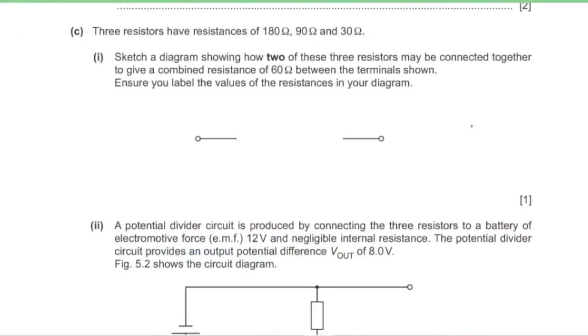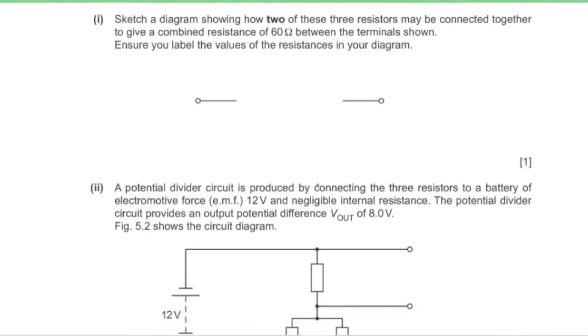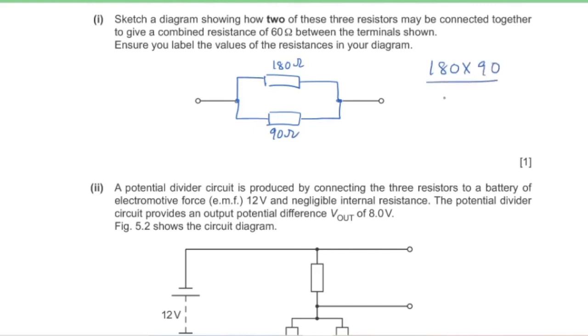Part C, 3 resistors have resistance of 180 ohms, 90 ohms, and 30 ohms. Sketch a diagram showing how 2 of these 3 resistors may be connected together to give a combined resistance of 60 ohms. Okay, so 180 ohms and 90 ohms in parallel will give us combined resistance of 60, because 180 into 90 over 180 plus 90 gives me 60 ohms.